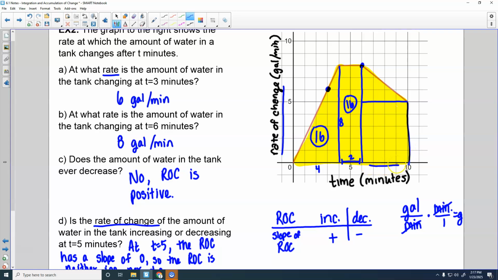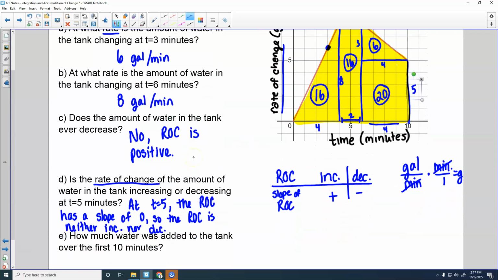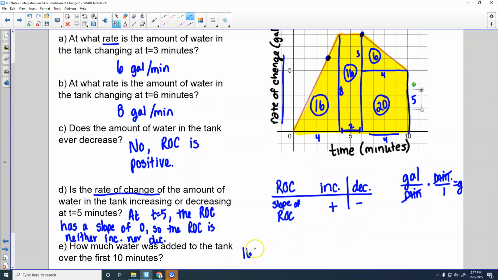Here we would have 4 times 5, so we'd get 20. And then here we would have 4 for this base and 3 for our height, so it'd be 1/2 times 3 times 4. We'd get 6. So if we add all of those together, our 16 plus 16 plus 20 plus 6, that'll be 32 plus 26, which gives us 58 gallons.